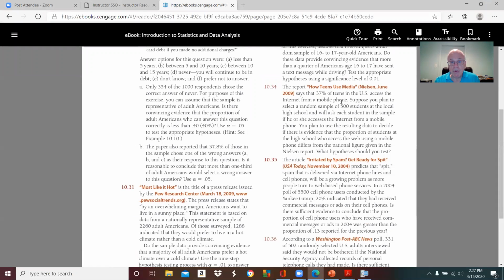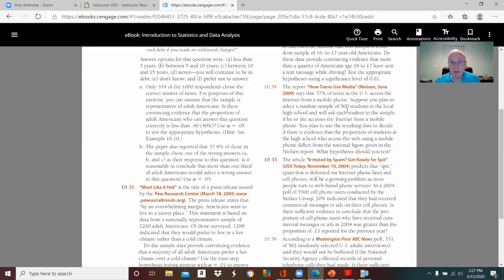A report says that 37% of teens in the US access the internet from their mobile phones. Obviously, this is quite a few years ago. Now it's almost everybody, but let's assume that's true. So that is our population proportion. It's a report, but it's not based on any sample data.